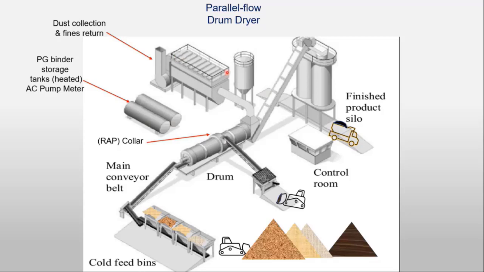We have an emission control system that takes care of all the exhaust, and some of the dust gets collected here and can be put right back into the plant. Then once the product is made, it goes up an elevator into a surge silo, where it can be deposited into the delivery trucks.